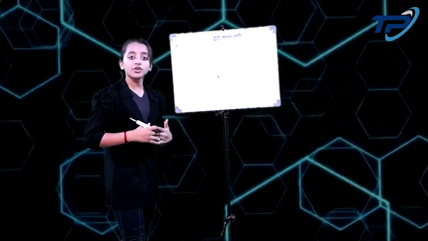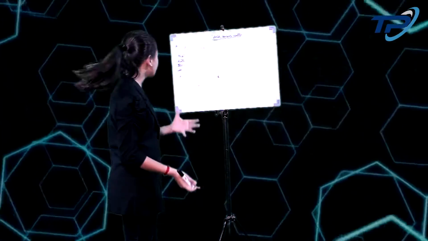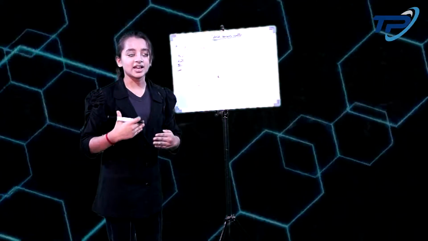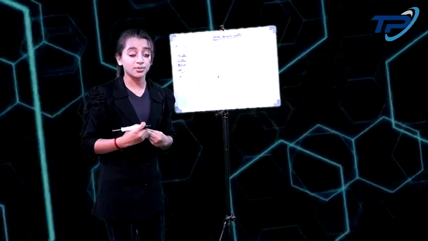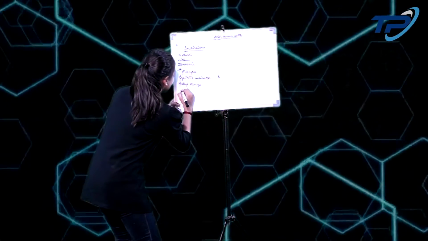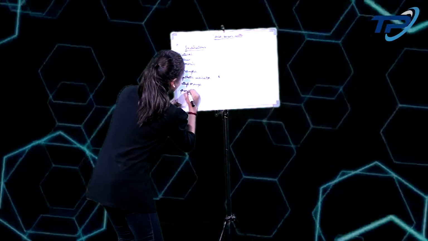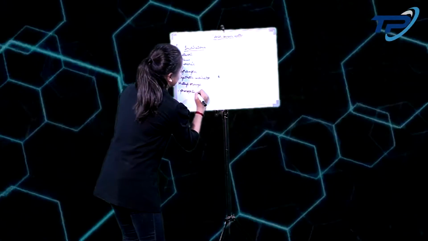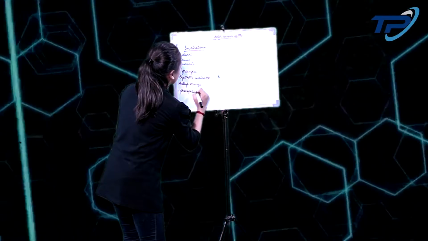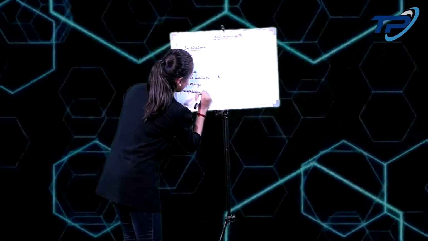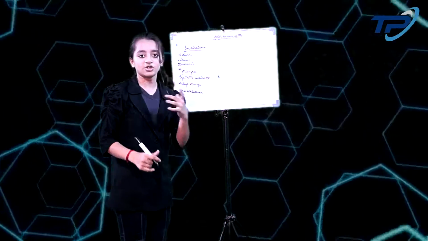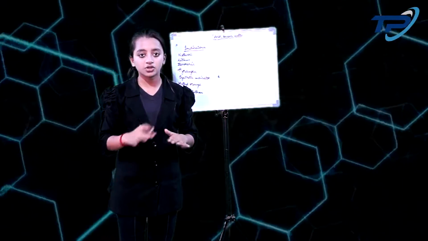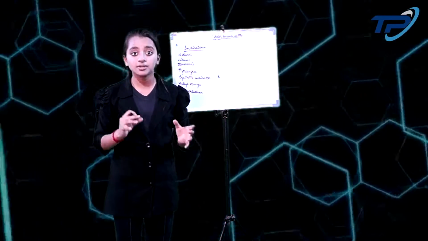Another type of synthetic indicator is phenolphthalein. I just know the spelling, I don't know the correct pronunciation of that word. It's naturally colorless, and when we add it to an acid, it remains colorless, but in a base it becomes pink.